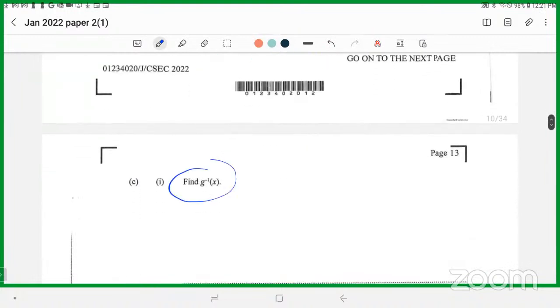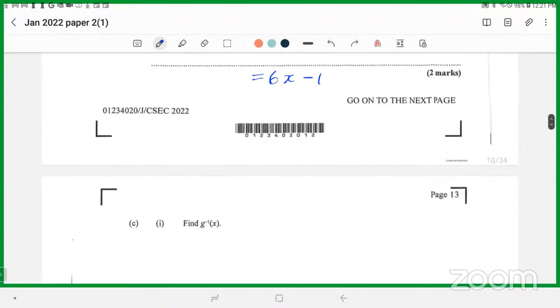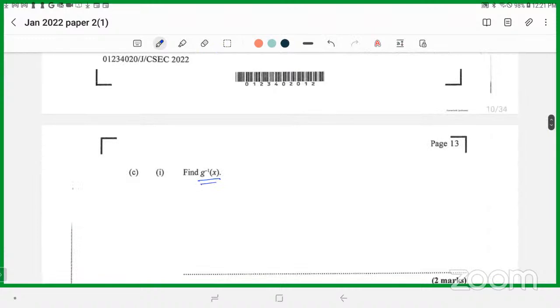Then we want to find the inverse, g to the minus 1. What is g again? g is 3x plus 2. Let's write it. So we're trying to find this. We start by saying g equals 3x plus 2. That's what it is. And we're inversing the 3x plus 2. The g becomes x. The x becomes g to the minus 1. 3 times g to the minus 1 plus 2.